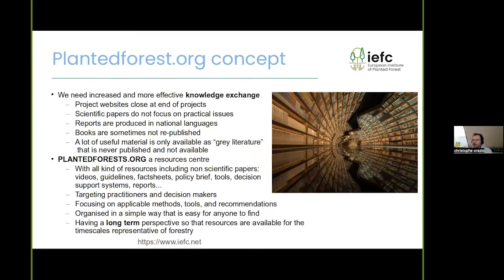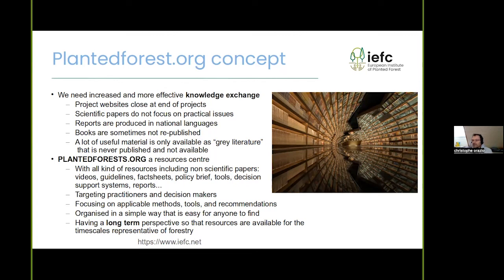So we need to increase and have a more effective knowledge exchange about planted forests, because decision making is more and more complex and requires more exchanges. Project websites often close at the end of the project, so we lose a lot of information coming from interesting projects such as Beforest, Homed, and so on. Scientific papers often do not focus on practical issues and so are not appropriate for managers and stakeholders. Reports are produced in national languages and are often not disseminated, even if there is some interesting input in them. Books are sometimes not republished.